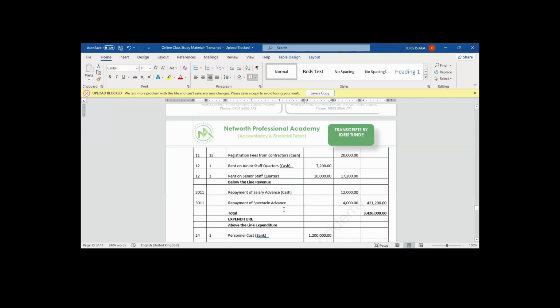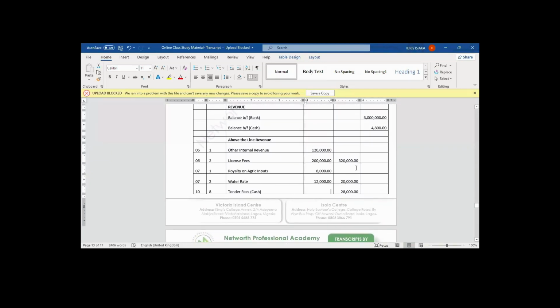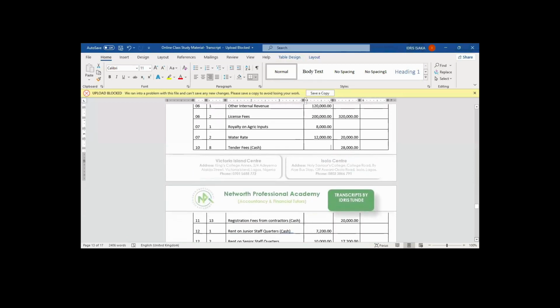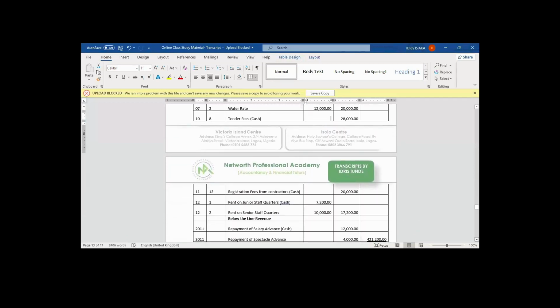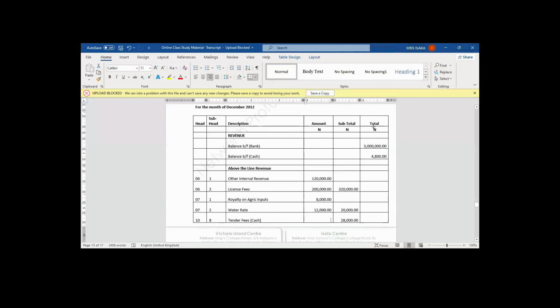You are done with revenue. What we do, you now add all the subtotals together, starting from 320, 20,000, 28,000, another 20,000, 17,002, 12,000, 4,000. You add all of them together. When you add all of them together, you are going to get 421,200. This 421,200, you put it under the total. This is the total.